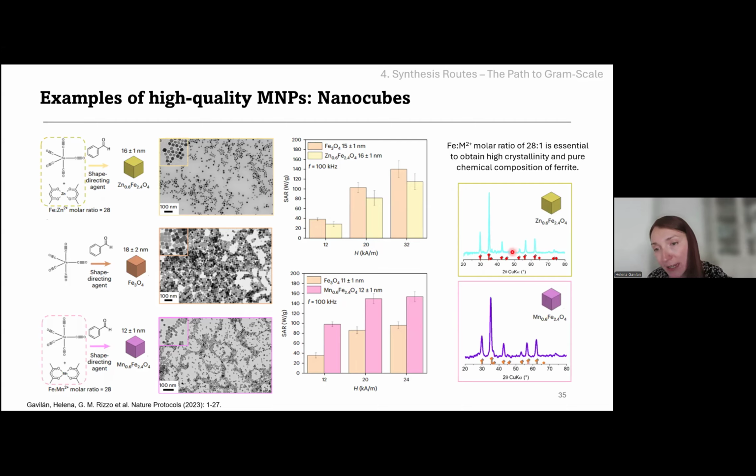Okay, so also in all cases, the particles were highly crystalline, but the important thing here is that in contrast to thermal decomposition, where you normally use a 2:1 molar ratio between the metal precursors, in this case you have to use very high molar ratios of 28 to 1, okay? So you use really a tiny amount of metal precursor. So you use a mixture of iron pentacarbonyl and the metal acetylacetonate, okay?